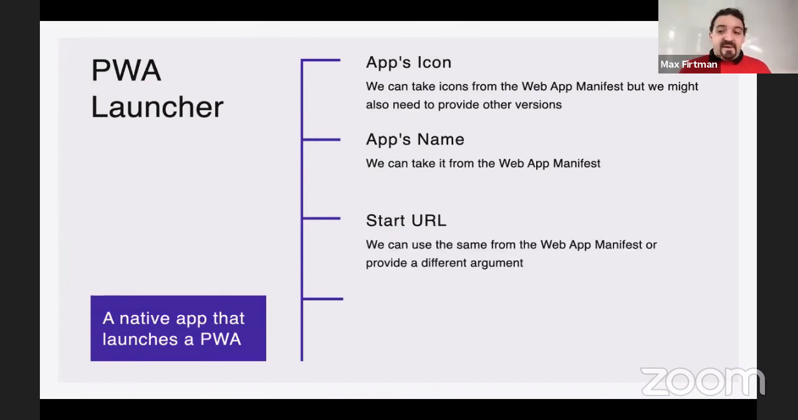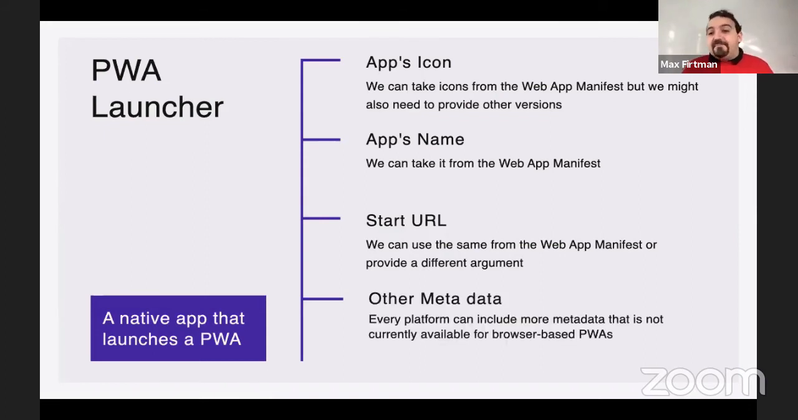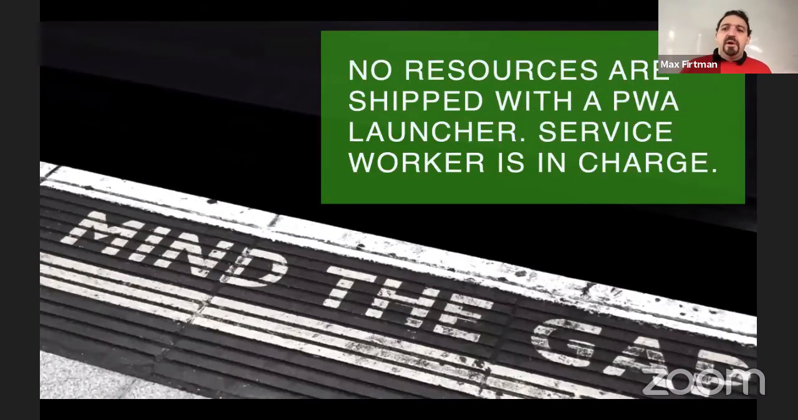In this case, we can use the same from the web manifest, or we can provide a different argument, mostly for analytics, so we know that the user is actually using the app from the App Store. And other metadata depends on every platform, because every platform is different. You might need to set up other data or metadata within the PWA launcher. Remember, no resources are actually shipped with a PWA launcher. The service worker is still in charge, and it will download the assets after you open the app for the first time, and it will save those assets for later usage.